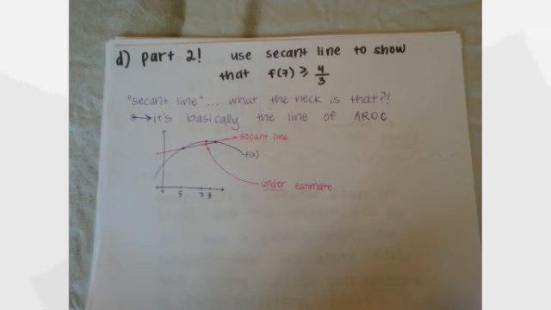Now for the second part of D. We're almost done with this problem. This part asks us to use a secant line to show that f of 7 is greater than or equal to 4/3. Wait, hold the phone. What the heck is a secant line?